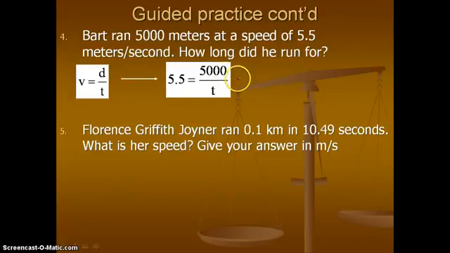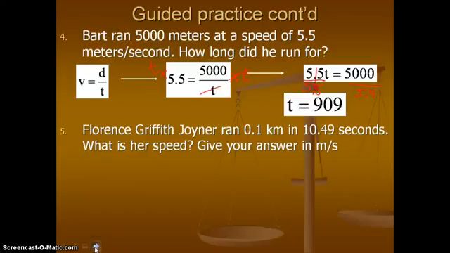Now again, we've got to break out our algebra skills here. If we multiply both sides by t, then that cancels out on this side, and we will end up with 5.5t equals 5,000. Then we can divide both sides by 5.5. And we end up with t equals 909.